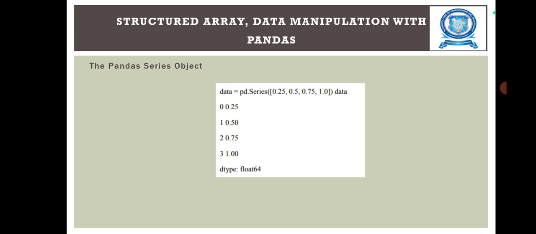Now we can see one example for the pandas Series object. data equal to pd.Series of 0.25, 0.5, 0.75, 1.0. The first value is placed at index 0, the next value at index 1, the third value at index 2, and the fourth value at index 3. Likewise, dtype float64. Why you are using float means here you are using decimal points, so you are using the data type as float. 64 means its size in bits.